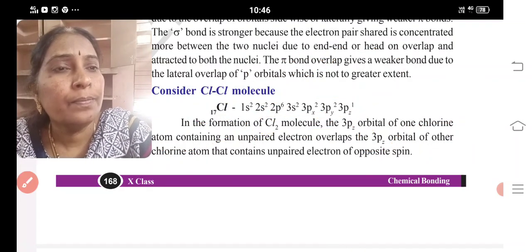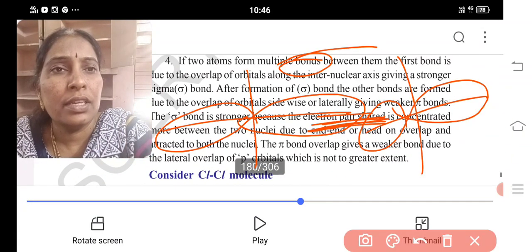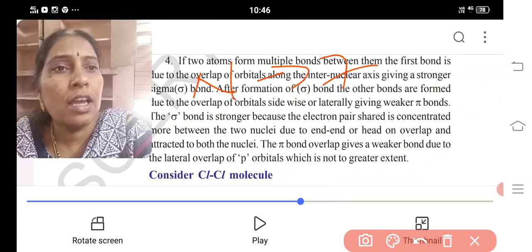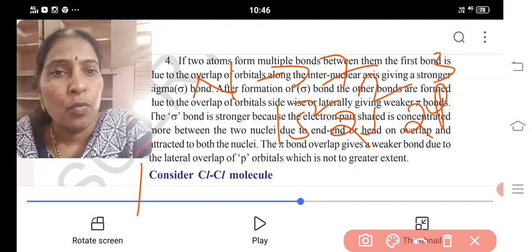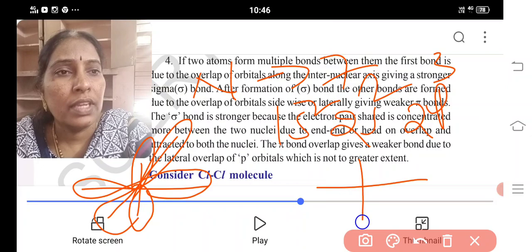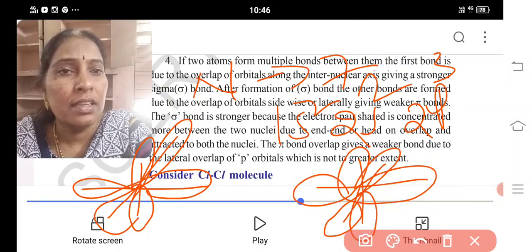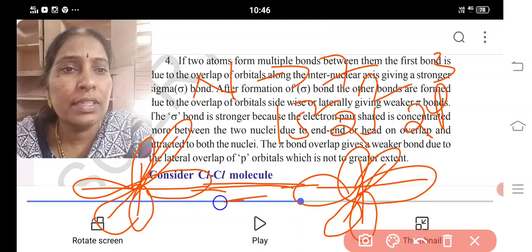Suppose I show it with nitrogen. What is the atomic number of nitrogen? 7. So its configuration is 1s2, 2s2, 2p3. How many unpaired electrons are there? 3. One is in px, another in py and another in pz. Next, px, py and pz. End to end overlap leads to which bond? Sigma bond.